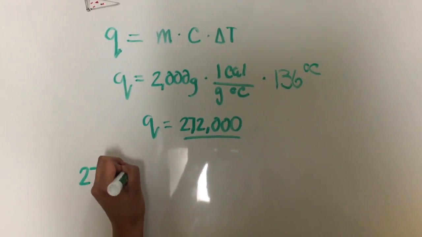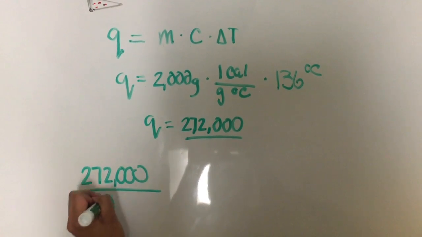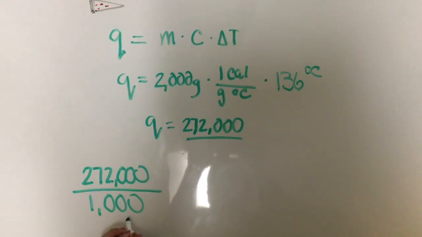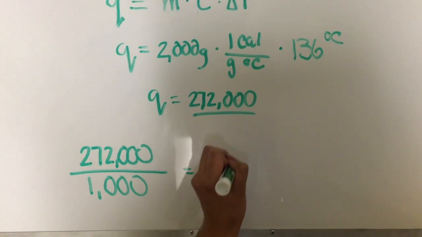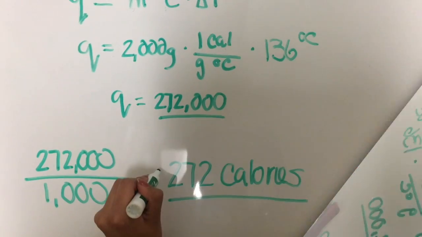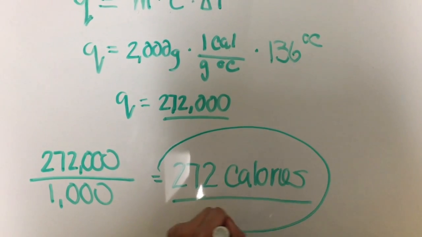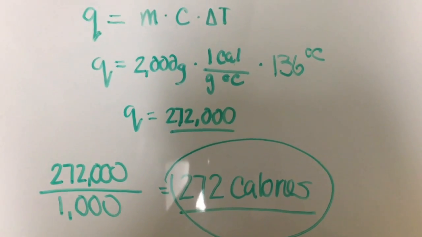1,000 calories equals 1 food calorie, so all we have to do is divide the answer we solved for, Q, by 1,000, which is again 272,000 divided by 1,000, which equals 272 calories. So we now know that the pizza you ate had 272 calories, which is the information you might find on the nutrition label.